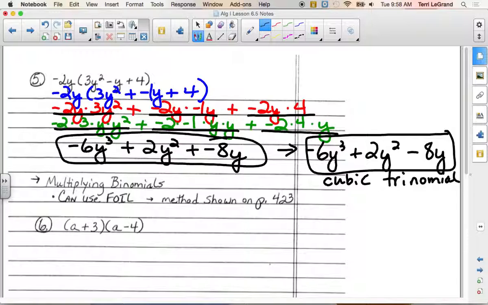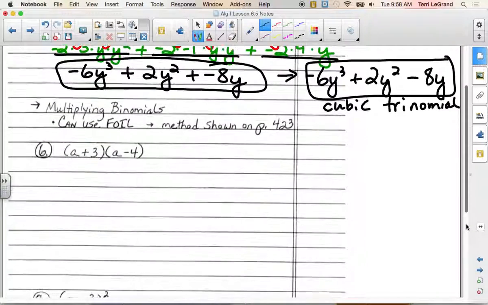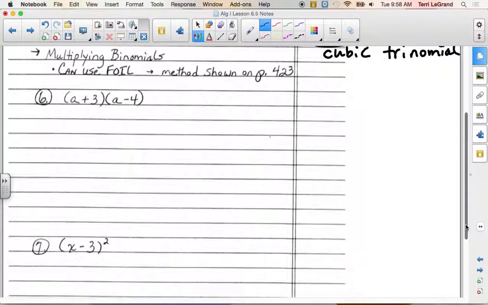Okay. So any questions on monomials times monomials? Or monomials times other polynomials? Binomials, trinomials, four-nomials, whatever. Okay, then we're going to multiply binomials times each other. They show a method here called FOIL.